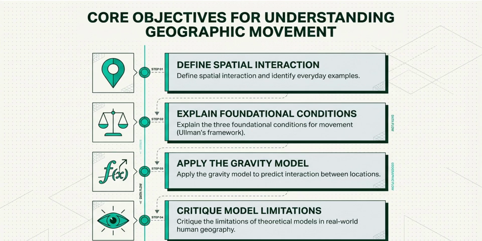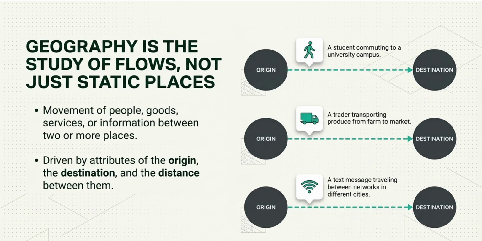The core objectives of the study are to define spatial interaction, explain the foundational conditions, apply the gravity model, and look at the limitations of the model. We look at geography as the study of flows, not just static places: movement of people, goods, services, or information between two or more places.